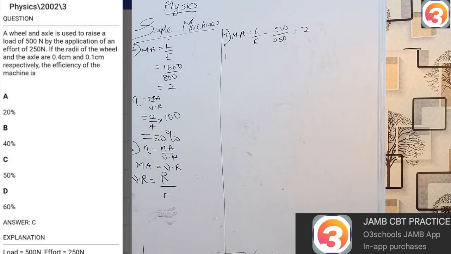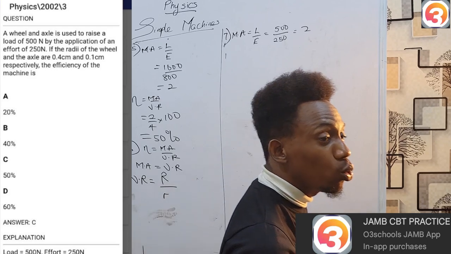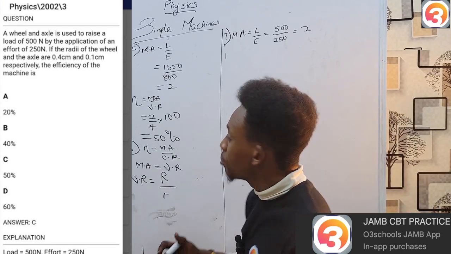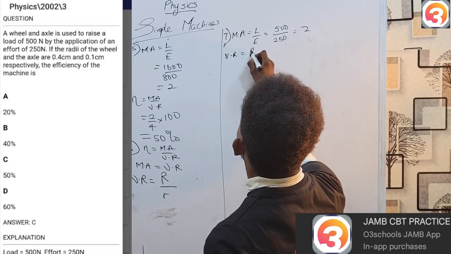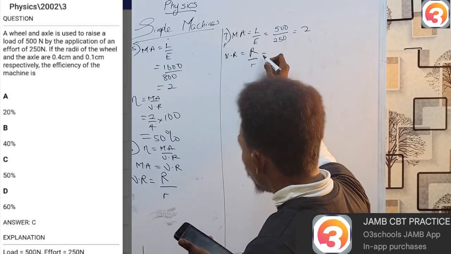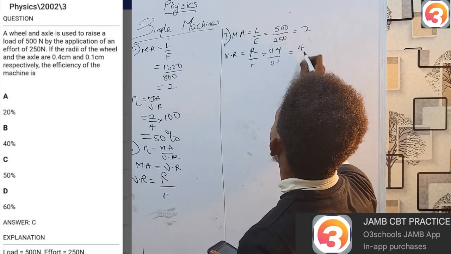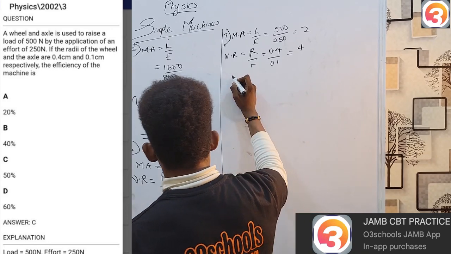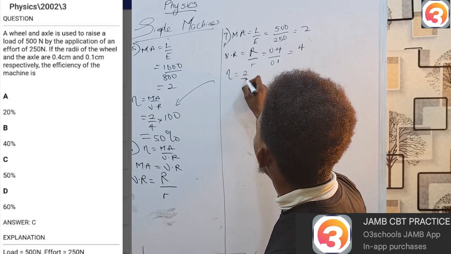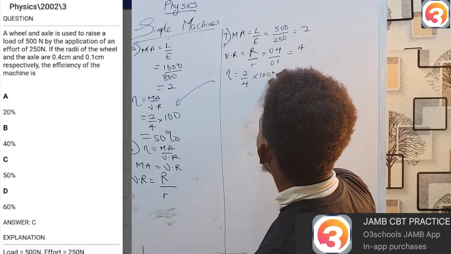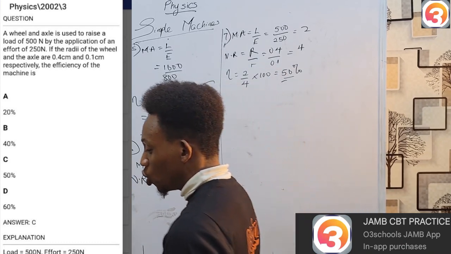If the radii, the plural of radius, of the wheel and axle are 0.4 and 0.1 centimeters respectively, VR is, as we just stated here, radius of wheel over radius of axle. The wheel is 0.4, the axle is 0.1. And that gives me 4. Find the efficiency. This is pretty much just like this. Efficiency will be 2 over 4 times 100, which is 50%. And that's option C.